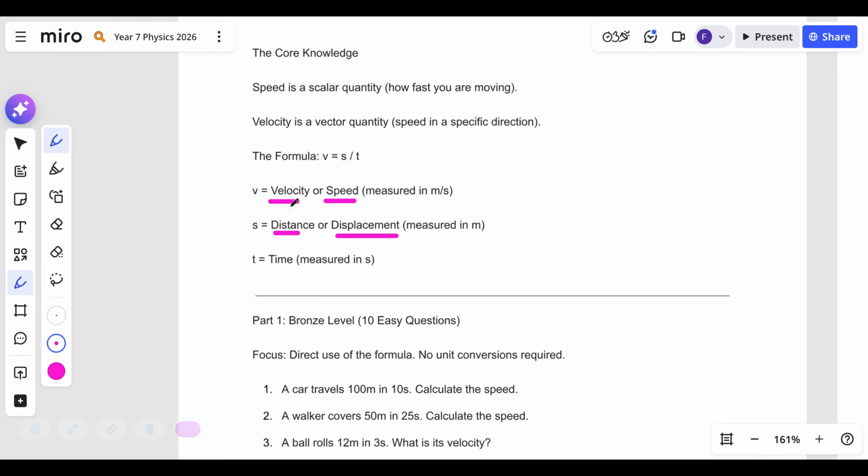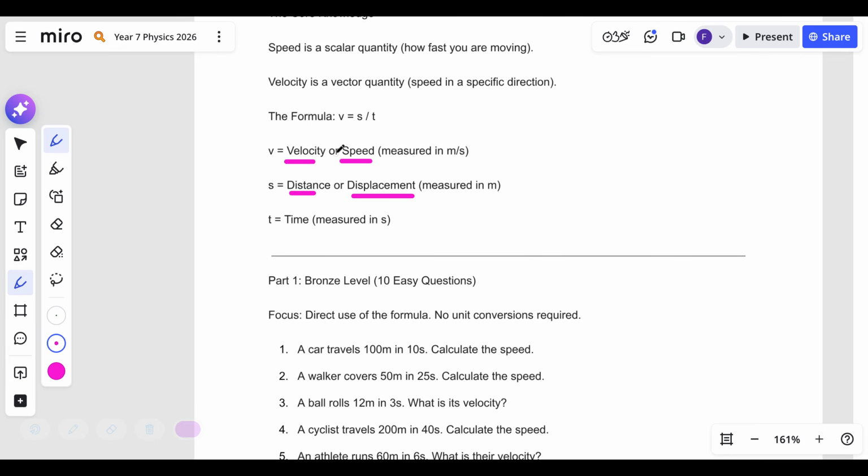So I'm going to tell you the difference between the two, and show you properly how to use the formula. It's a habit you need to get into. And I'm going to give you every possible way of rearranging it.